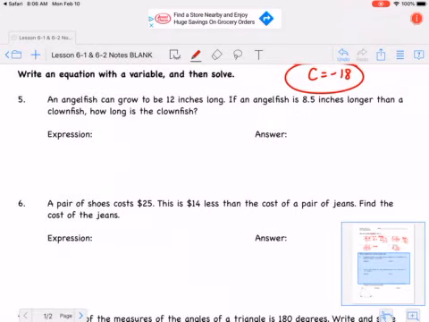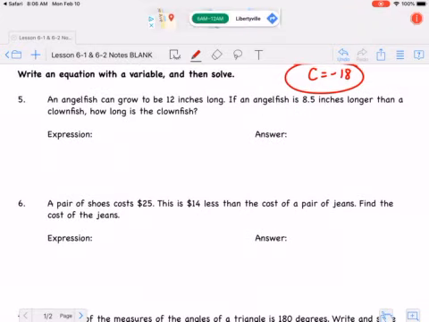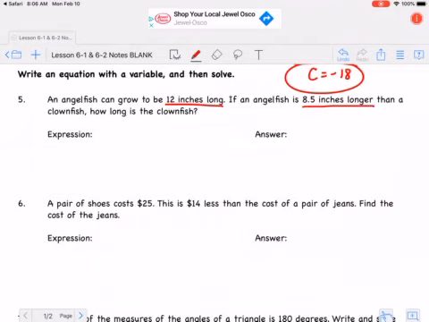Okay, so write an equation with a variable and then solve. So an angelfish can grow to be 12 inches long. If an angelfish is 8.5 inches longer than a clownfish, how long is the clownfish? So I have our clownfish plus our 8.5 inches is equal to 12 because 12 is our angelfish.